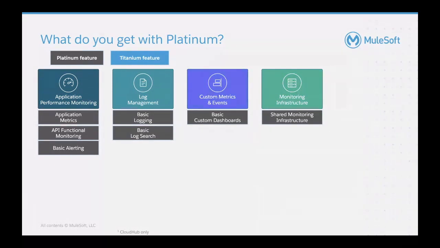I believe it is 100 MB per application per worker. So after that, you don't have access to them. So basic log search. And of course, custom metrics. These are just the basic dashboards that you can create, but you cannot send custom metrics, that is business metrics from your application, without Titanium. And of course, it is a shared monitoring infrastructure.